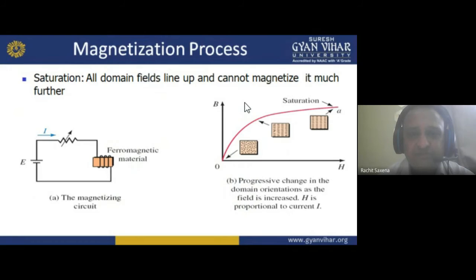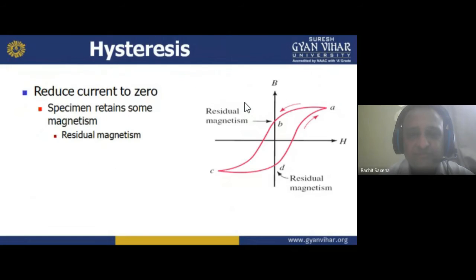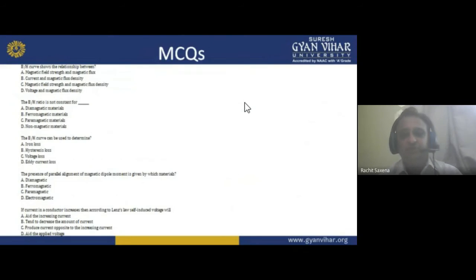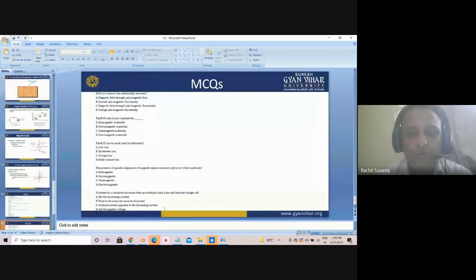Magnetization process, hysteresis, demagnetization process. Okay. So these are some MCQs. I hope you understand about this.